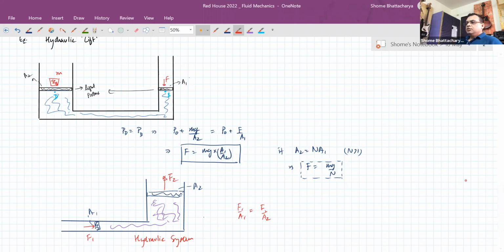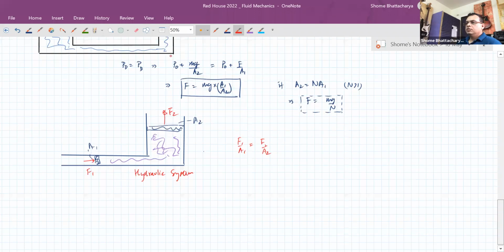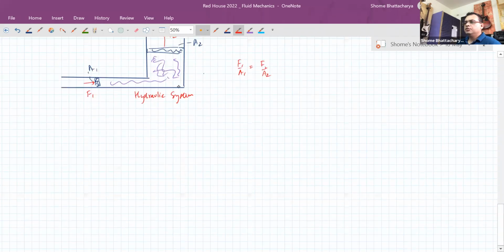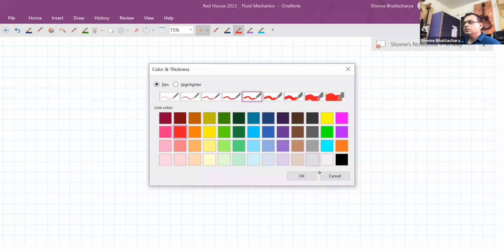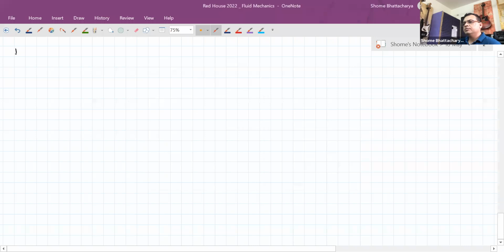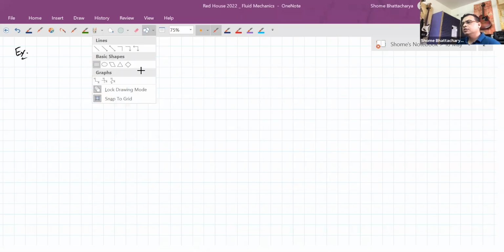Okay, next up, let's look at a quick numerical example with a kind of application of, you can say, either Pascal's law or just the basic concept of pressure gradient, hydrostatic pressure gradient, whichever you choose to call it. Okay.